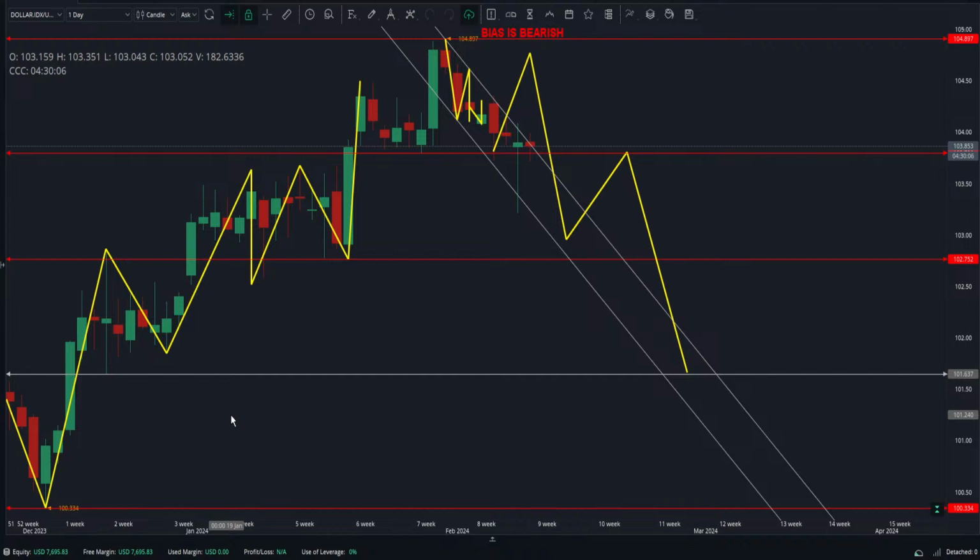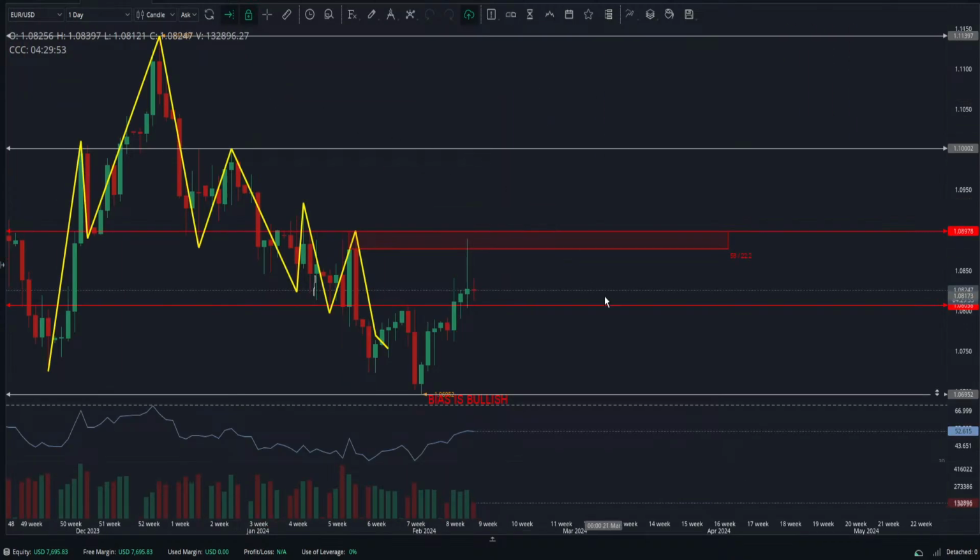Okay. So for the US dollar, it looks like it doesn't have a very good time in the coming days, maybe for 2 to 3 weeks it will keep going down. And let's see what is happening in the euro.